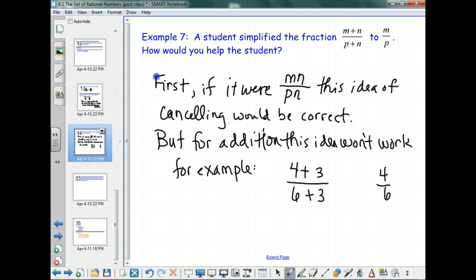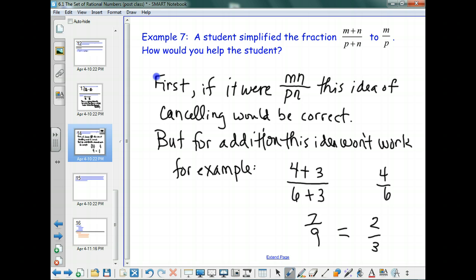All right, so what is 4 plus 3? And 6 plus 3? 9. And 4 over 6 also reduces to what? 2/3. So we look at 7 over 9, and we look at 2 over 3, and we say that they are not equal. And that's actually what their claim was, that we would have been able to say these are equal if I could simply cancel out those 3's. So we created a concrete example where this doesn't work.